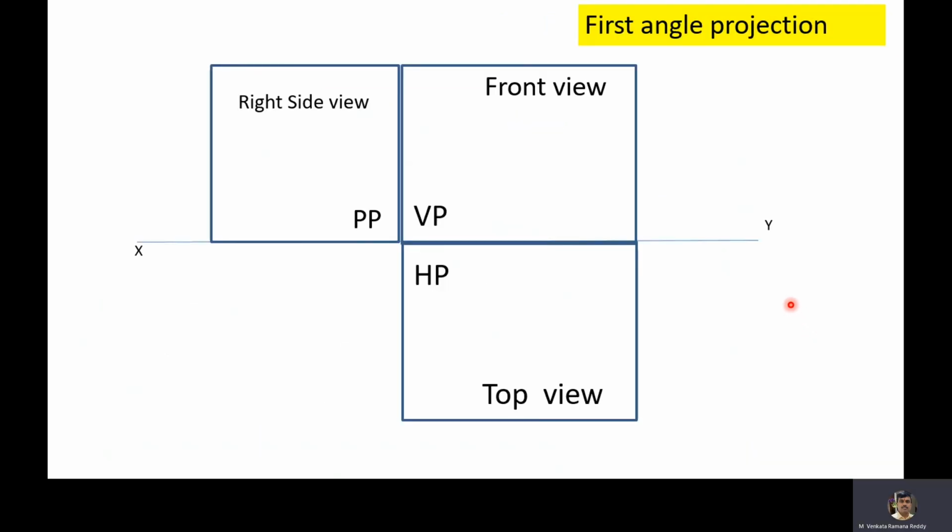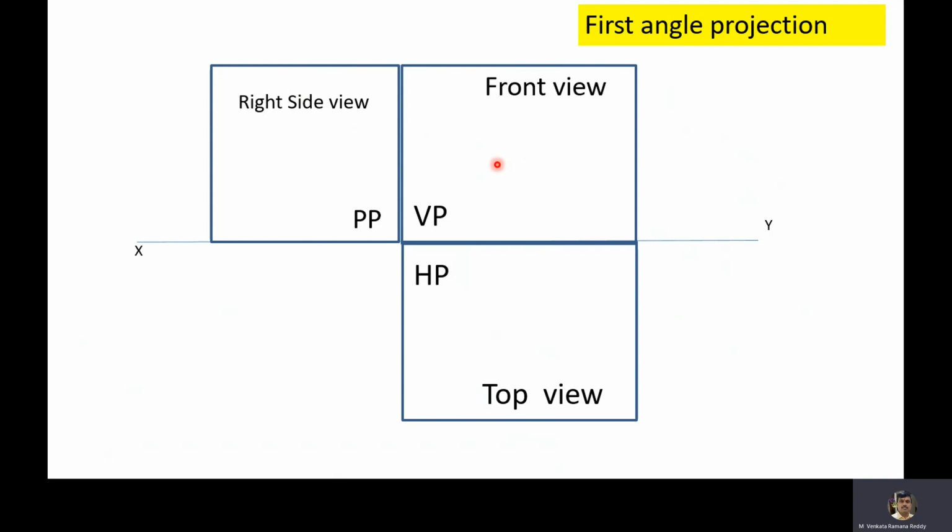In the case of first angle projection method, the object is placed in the first quadrant and front view is projected onto the vertical plane, top view is projected onto the horizontal plane and side view is projected onto the profile plane. In the case of first angle projection, front view comes above the XY line, top view comes below the XY line and side view comes adjacent to the front view, that is above the XY line.